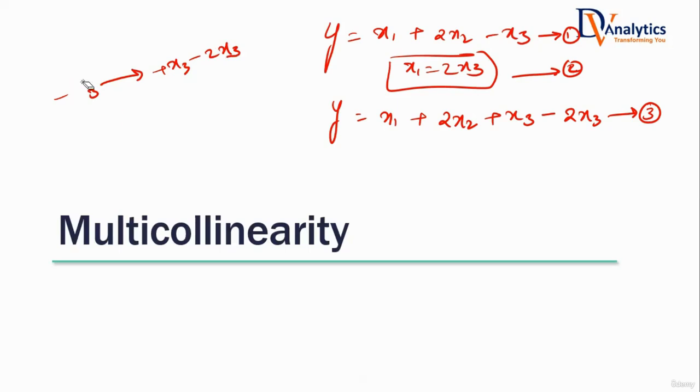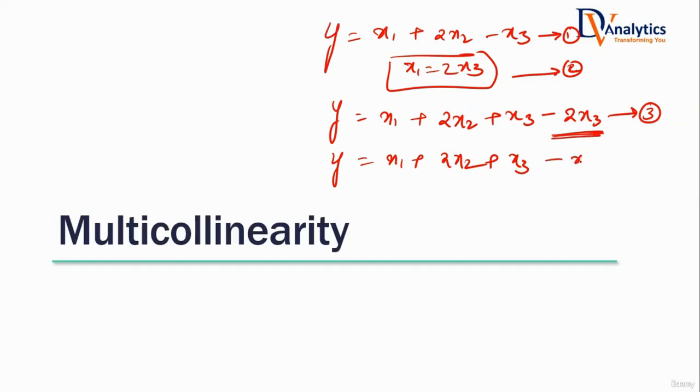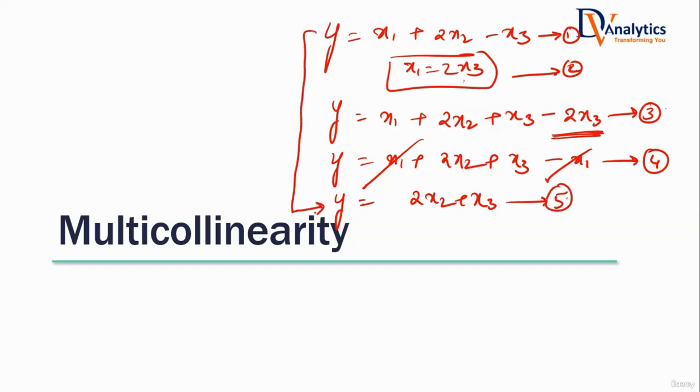There's no difference, right? Now tell me, can I rewrite that as y equals x1 plus 2x2 plus x3? In the place of minus 2x3, I can substitute minus x1. Yes or no? From which equation can I substitute that? The second equation. That will be y equals 2x2 plus x3, which is equation 5, derived from 4, derived from 3, derived from 1. Equation 1 and 5 are essentially the same equations. There is no difference between them.